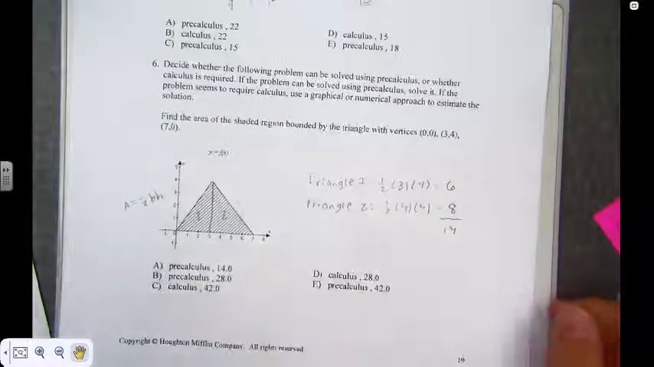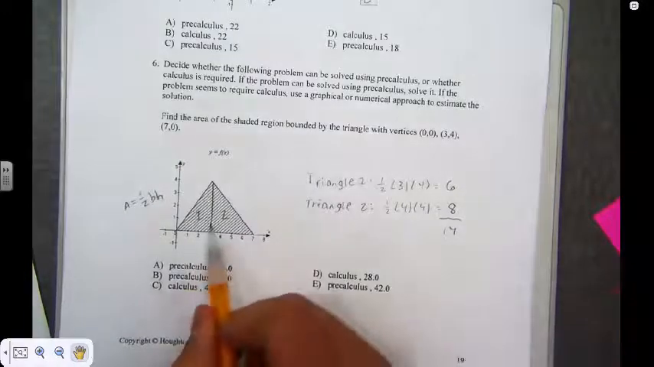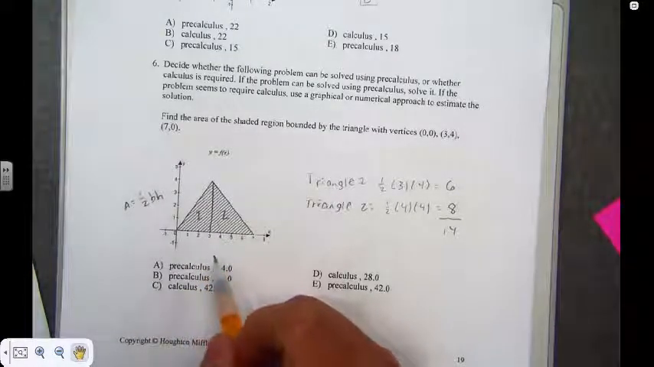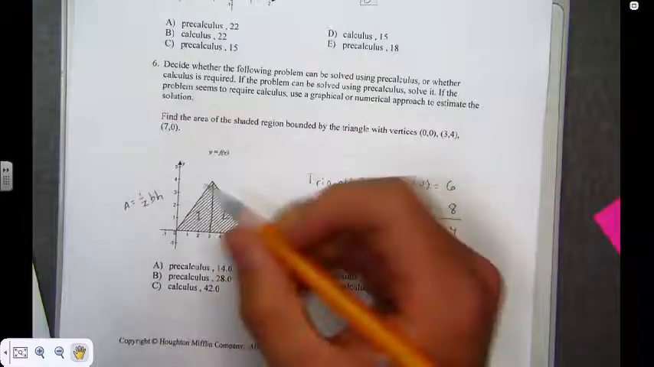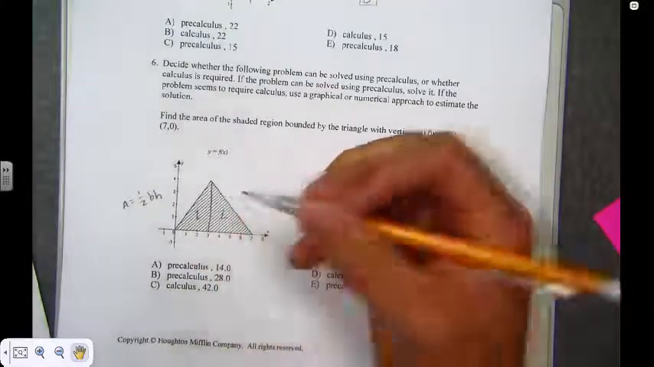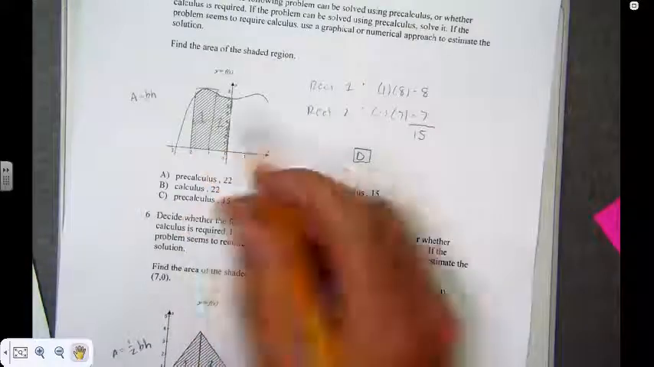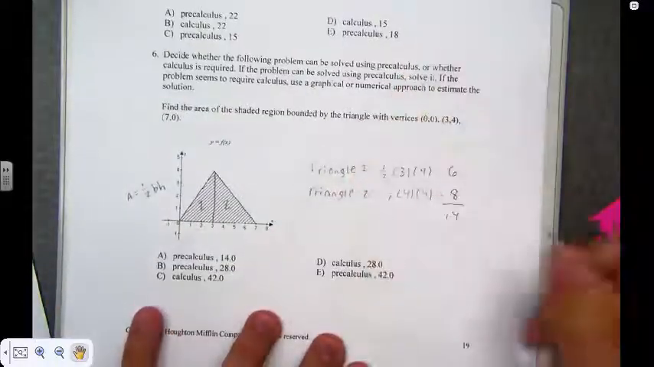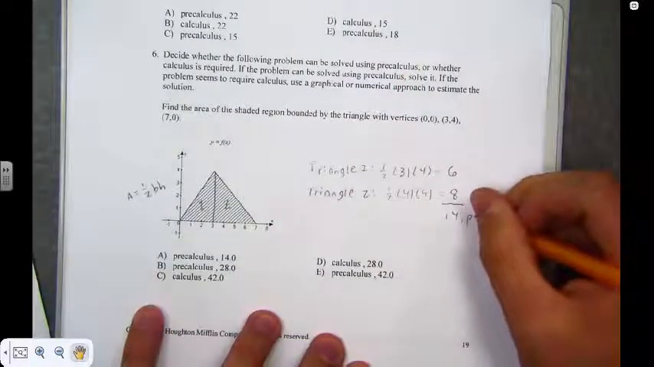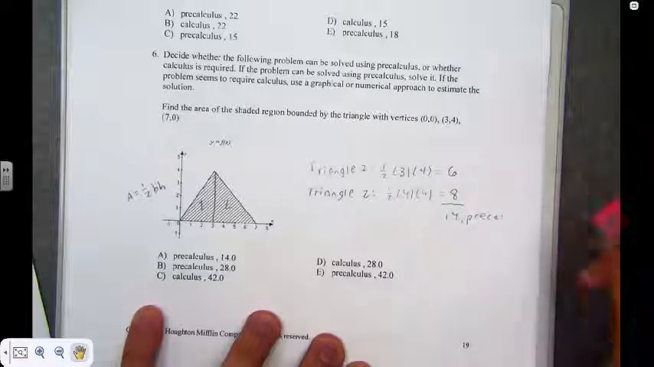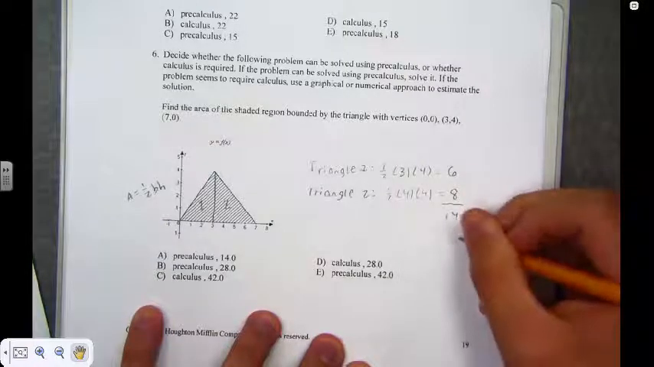Now I use pre-calculus again, only using triangles this time, and solving for their areas, and I got 14. Now since that is an exact answer, we don't have to worry about integrating under a curve. Since that's an exact answer, we can just use pre-calculus, and the answer is A.